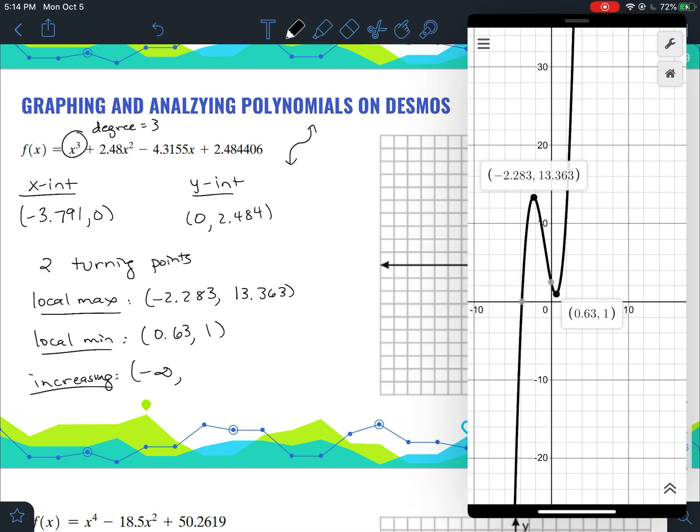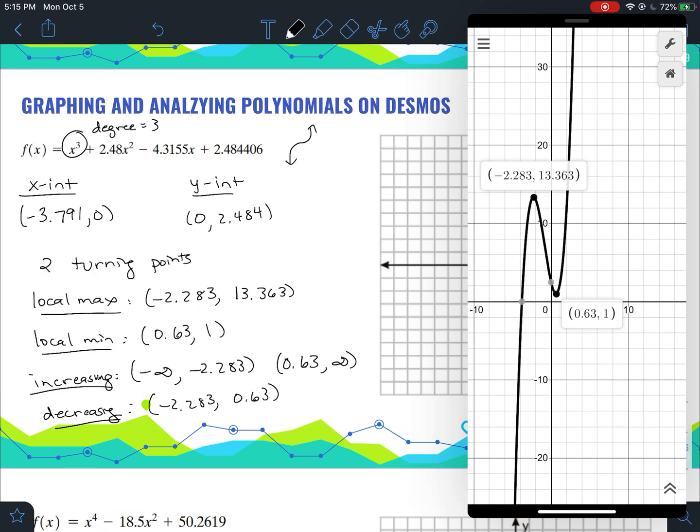Where is this graph increasing? Well, it's climbing at the start. So it's climbing from negative infinity on the x-axis to negative 2.283 on the x-axis. And then it climbs again from the point 0.63 to infinity. Where is this graph falling? Where is it decreasing? Well, it's decreasing from the x values of negative 2.283 to 0.63.